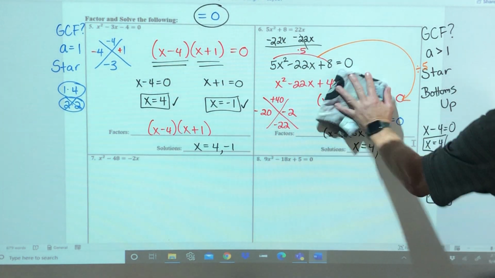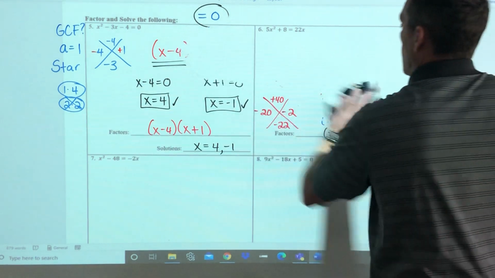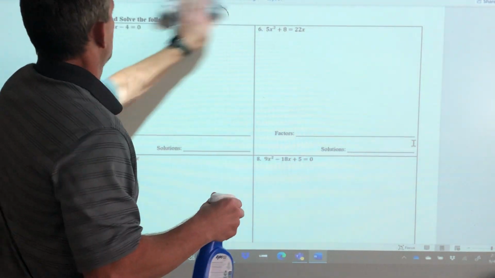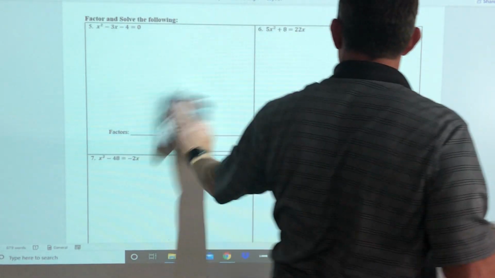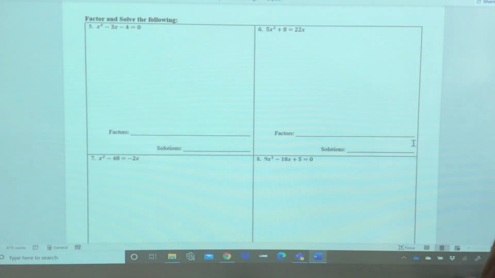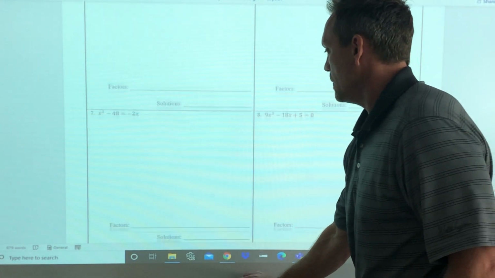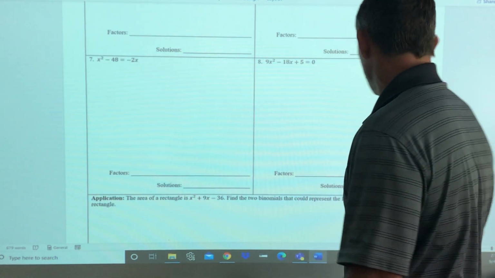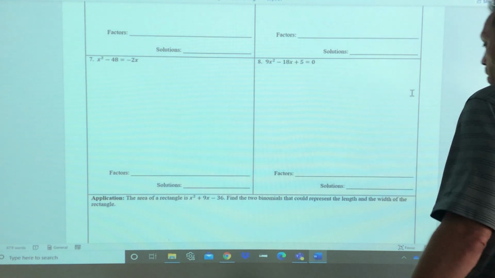Let's keep it moving. I don't know how many are left, but there seems like a whole heck of a lot. All right. Let's see. Oh, they got an application problem too. That should be interesting.